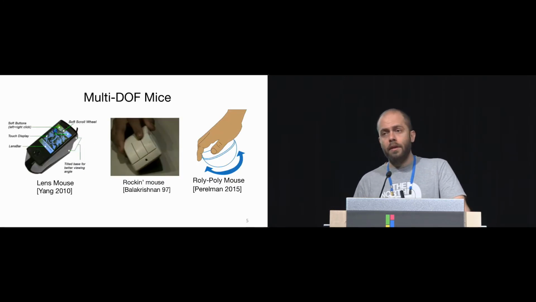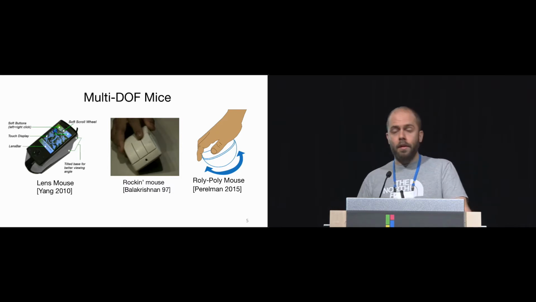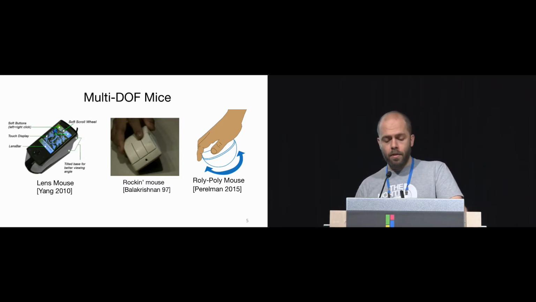Another approach is to add degrees of freedom to the traditional mouse to extend its command selection capabilities while still preserving the normal pointing interaction. So far, two main approaches have been used to add degrees of freedom to any regular mouse. The first approach consists in combining a regular mouse with other input modalities through device composition. This is the case of the lens mouse, where a regular mouse was extended using a touchscreen. The second approach consists in modifying the shape of the mouse to allow supplemental physical manipulations. This is what was done initially in the rocking mouse, and what we also did more recently in the Roly-Poly Mouse, which is a mouse that was developed in our research group.